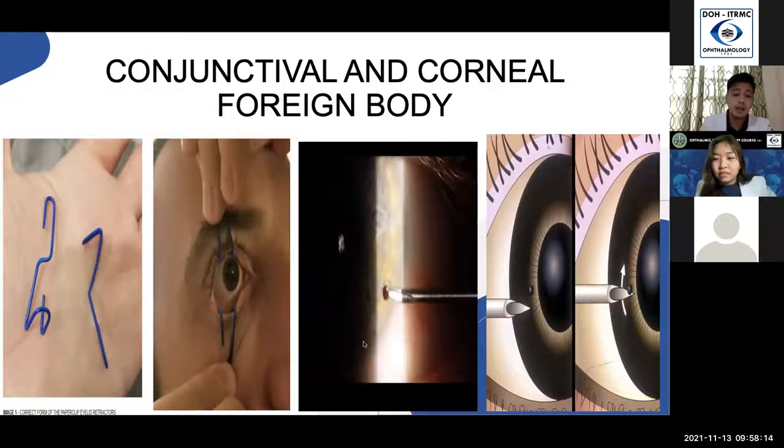Then anesthetize yung mata. So we use gauge 25 needle or mas maliit. So then we just pick the foreign body. So make sure the patient is cooperative. Kasi kung galaw ng galaw yan, pwedeng matusok yung mata. So we can also use this technique, yung pataas yung swipe ng foreign body.